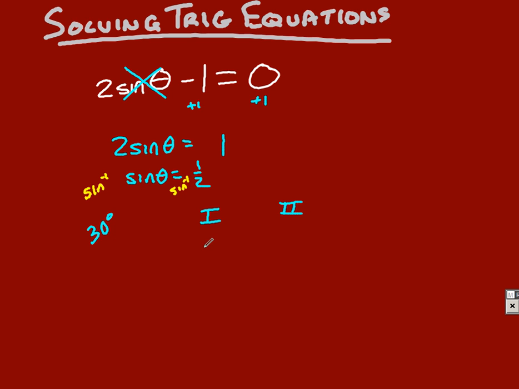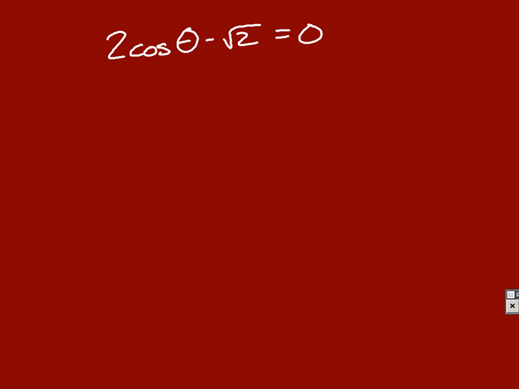So 30 degrees in quadrant 1 is 30 degrees. So theta is 30 degrees. What else is it? In quadrant 2, it's 150 degrees. If I was using radian mode, this would be pi over 6, and this would be 5 pi over 6 for my values there. So let's look at another example, see what we can do here.